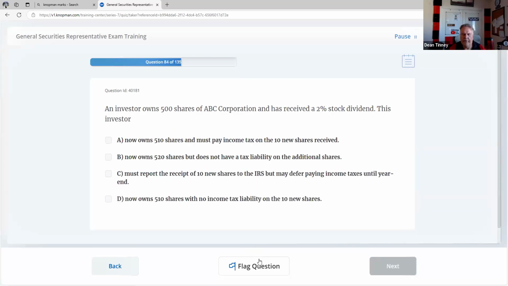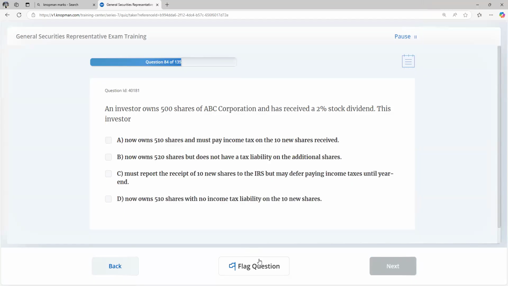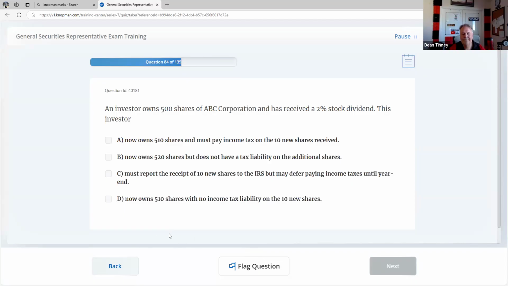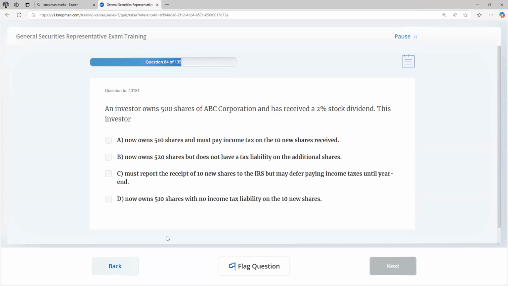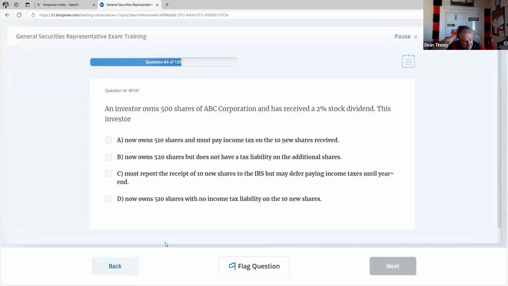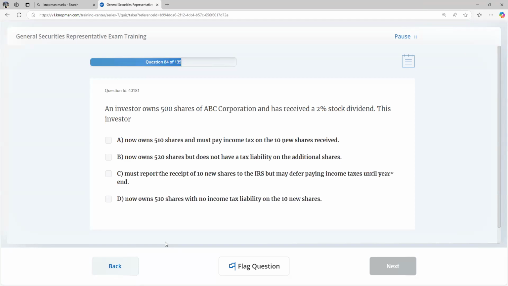An investor owns 500 shares of ABC and has received a 2% stock dividend. This investor... When you have a stock dividend, there's not a tax liability on the additional shares. So I'm gonna go with no income tax liability on the 10 new shares. I just need to find out if it's 10. I think it is, right? Do the math. Yep, it's 10. So it's D.